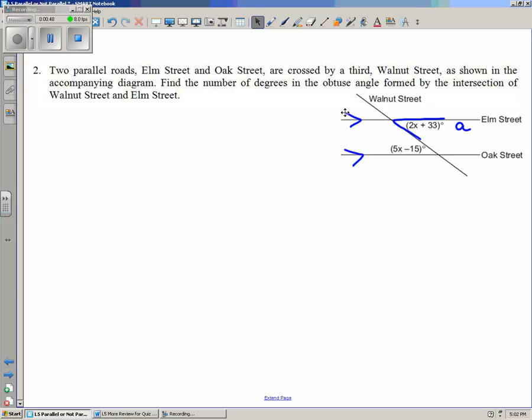And then they also gave us this angle here, which is also acute. All right, excellent. Now we know that in this picture, when we have two parallel lines cut by a transversal, any two acute angles are equal to one another. So what we want to do is take the two expressions, 2x plus 33 and 5x minus 15, and set them equal to each other.